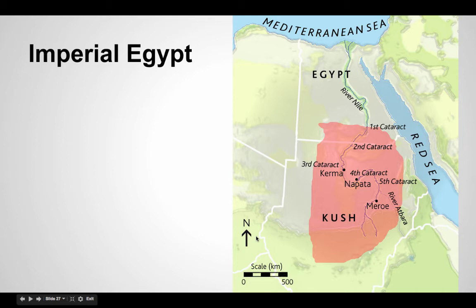So as they pushed further south, they were doing so to get resources and also to get more laborers in the forms of slaves to do all the fantastic architectural feats that we know comes from Egypt.